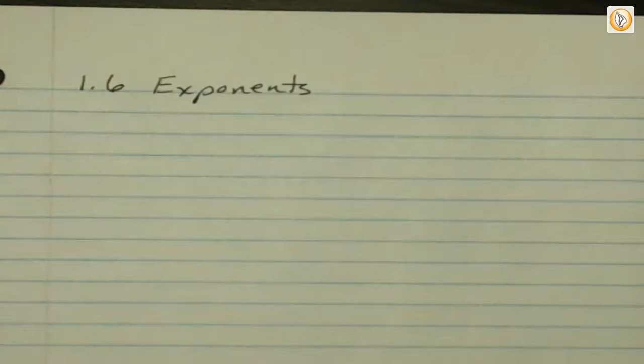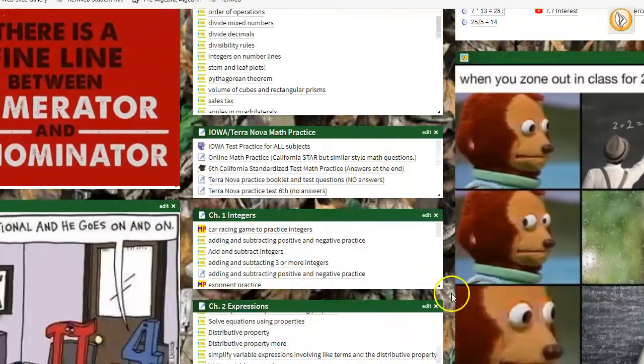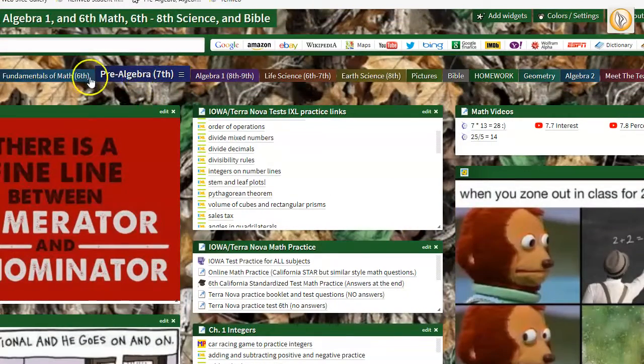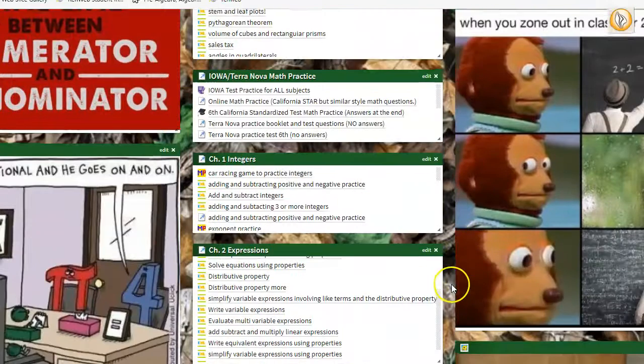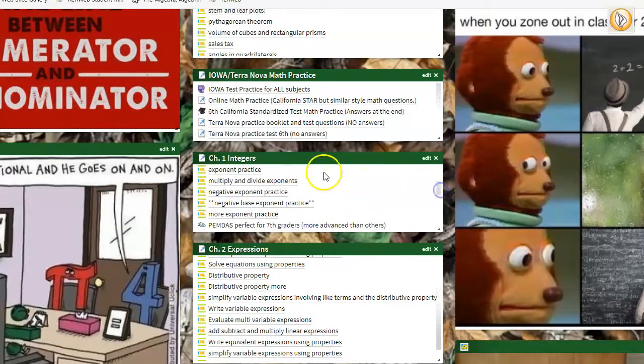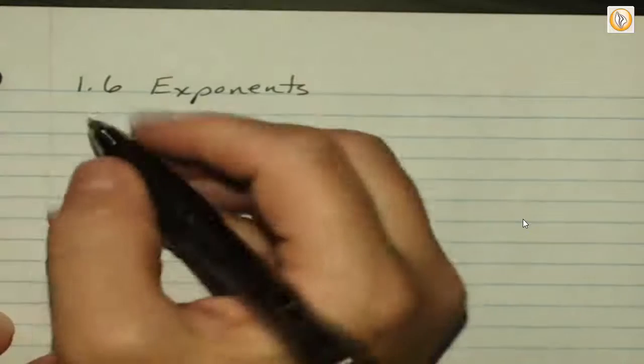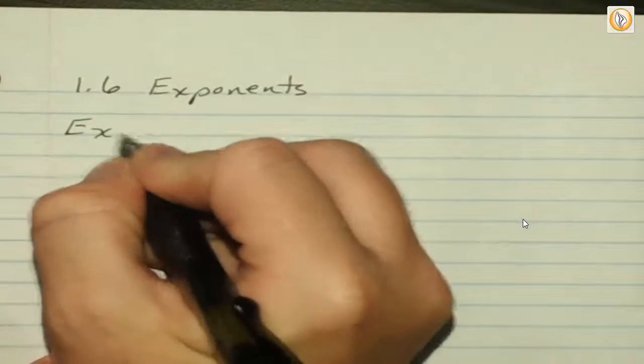All right, so again, if you need to practice to get better at things, here you go. Proto-page, pre-algebra, and chapter 1. And in chapter 1, we have a ton of exponent practice. Lots of it. All right. So stay awake.